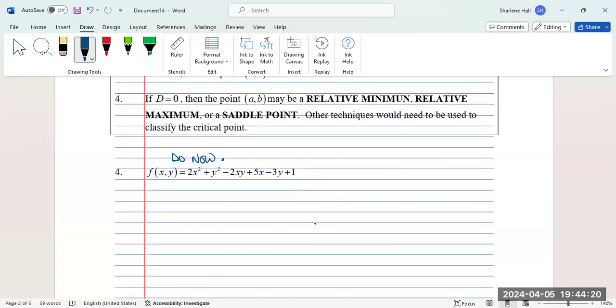So here, what I want you to do is to classify the nature of the critical points. The question can come simply as that: to classify the nature of the critical points.